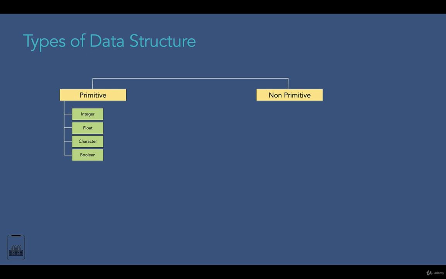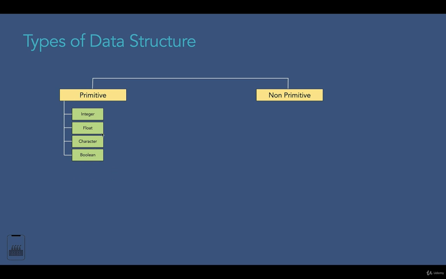The data structures that are built into the programming language itself, which are available for the programmer, are referred to as primitive data structures. The most common primitive data structures are integer, float, characters, and boolean. They are included in almost all programming languages. So I have included definitions of these data structures in the resource section of this lecture.